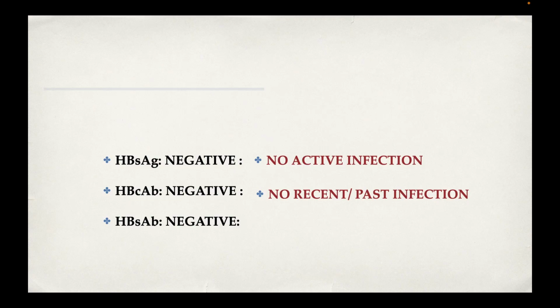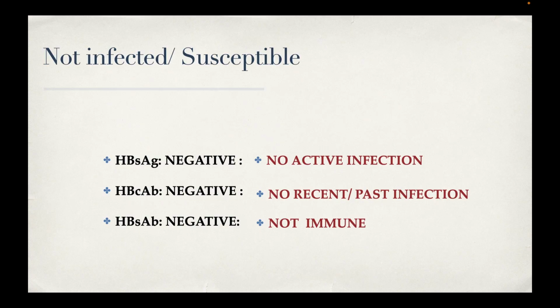And the patient is also having a negative hepatitis B surface antibody, which tells us that the patient is not immune in any way. The patient is not protected in any way. And so this patient, we can say, is not infected with hepatitis B, but is susceptible to hepatitis B infection. And so these are the patients who we advise or encourage to go and take the hepatitis B vaccination.